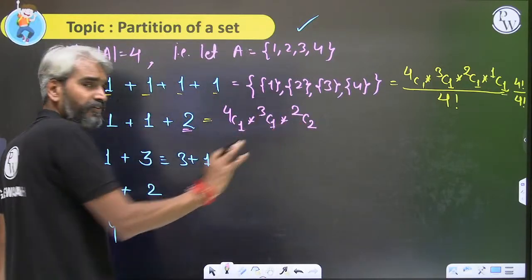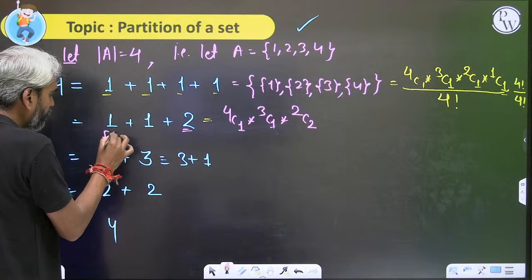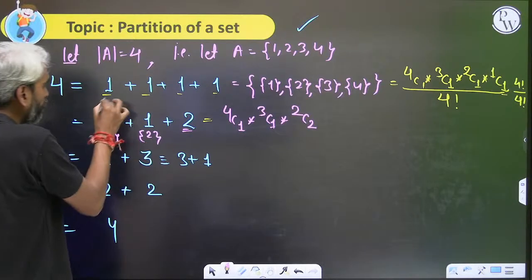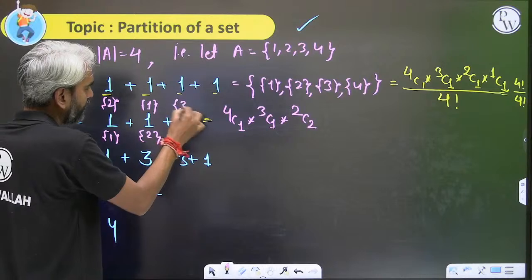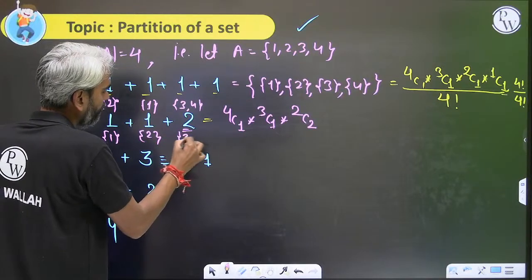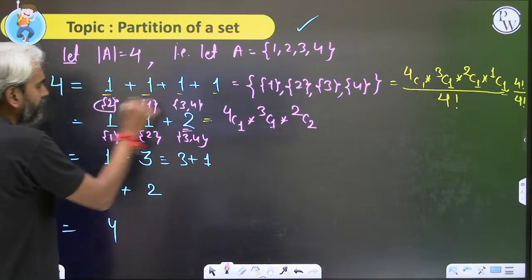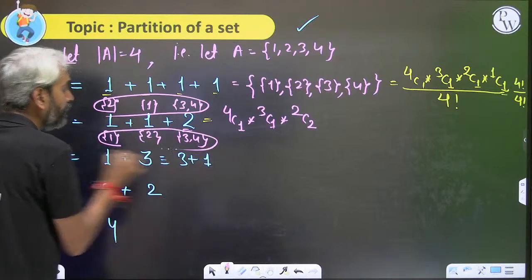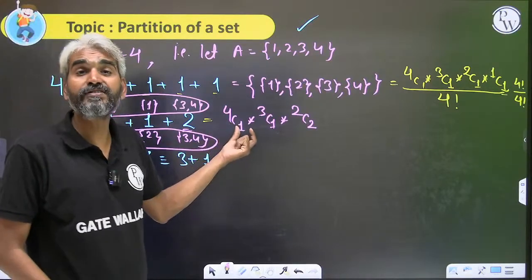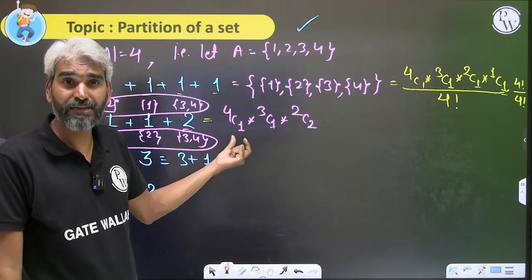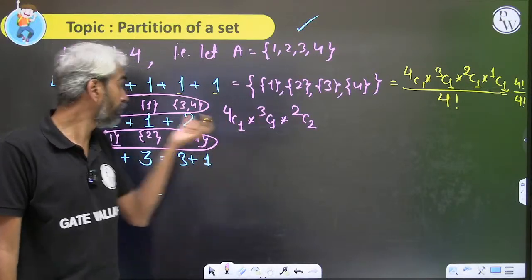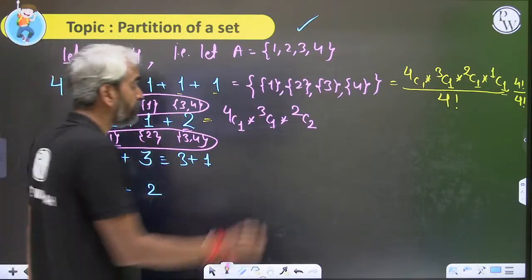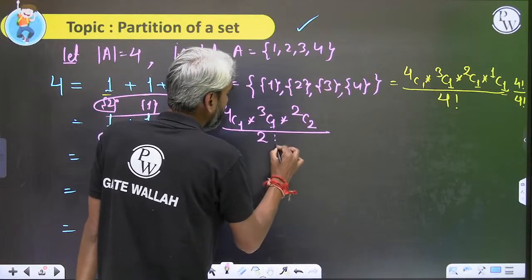Now, is it sufficient? No, sir. If you are taking 1 here and 2 here, or if you are taking 2 here and 1 here, and the third partition is of size 2, that is 3, 4 or 3, 4. So please try to understand, these two are not different, because two sets of size 1 are the same. Two sets of size 1 can be interchanged. Therefore, you have counted every combination twice. Therefore, it will get divided by 2 factorial.